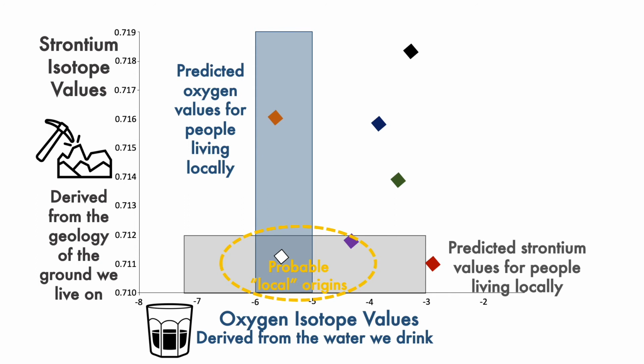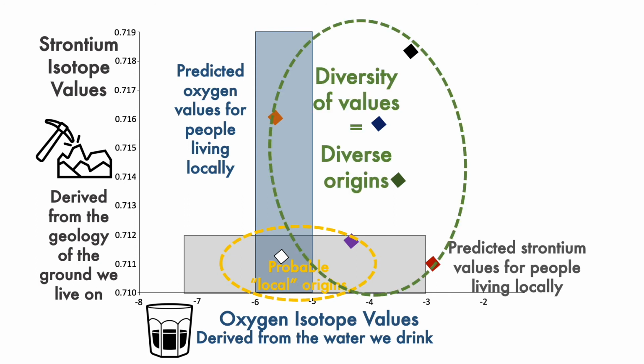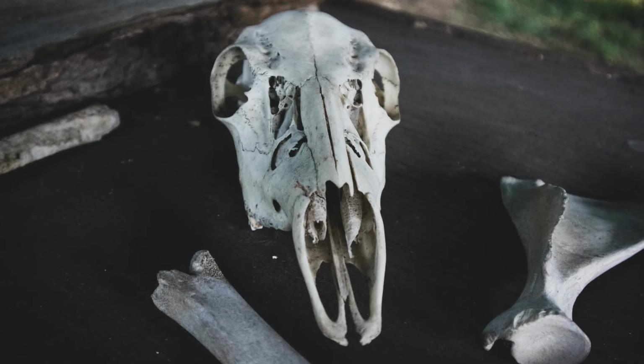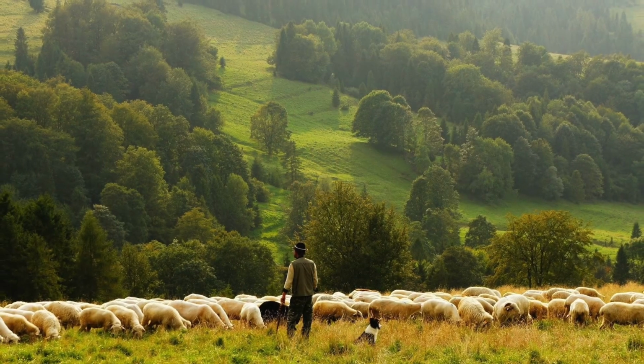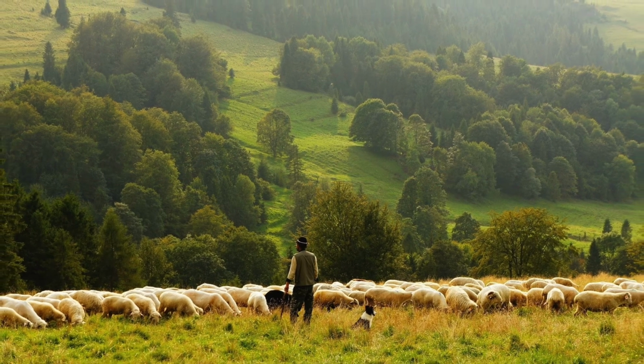Predicted local oxygen isotope values can be calculated from precipitation values in a particular region, whereas local strontium values are best estimated from averaging the values of animals found within the same archaeological context, because they were likely to eat food grown in local soils.